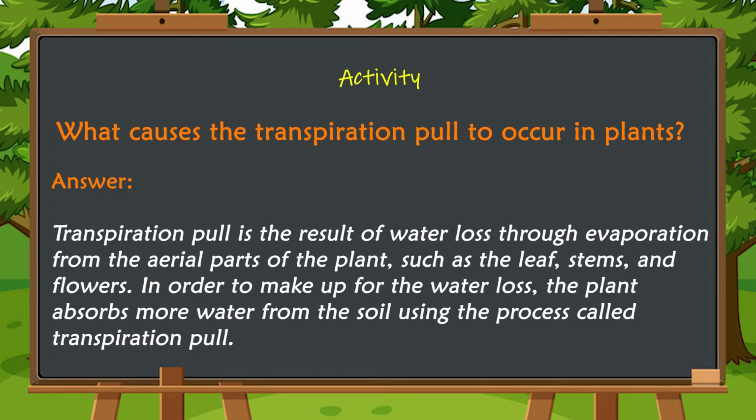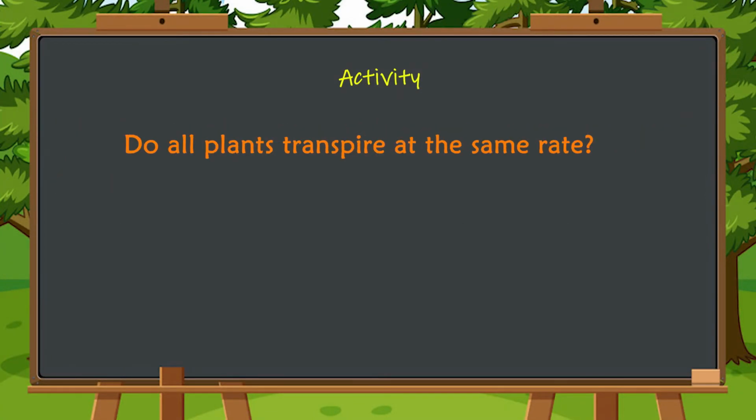The answer to that: transpiration pull is the result of water loss through evaporation from the aerial parts of the plant, such as the leaves, stems, and flowers. In order to make up for the water loss, the plant absorbs more water from the soil during the process called transpiration pull. Question number 4. Do all plants transpire at the same rate?